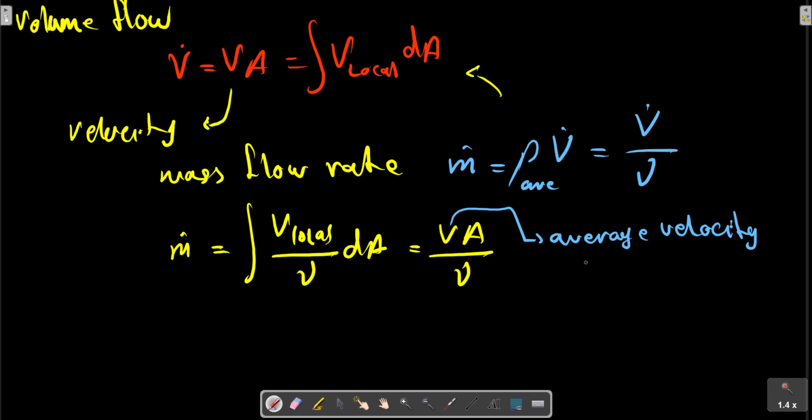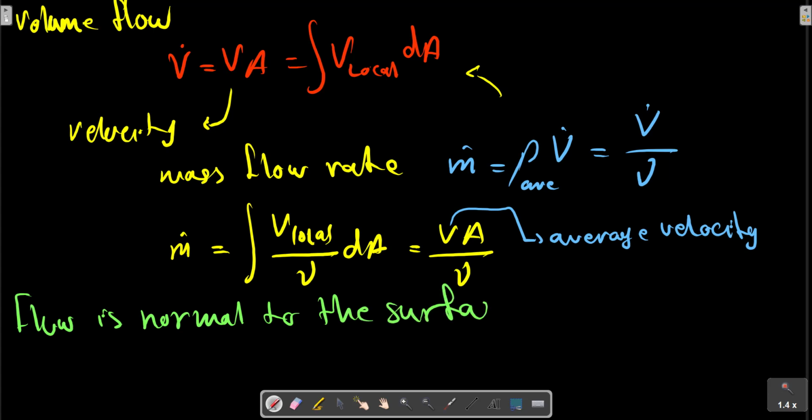It should be noted that this result has been developed for a stationary control surface, and we tacitly assume the flow was normal to the surface. This expression for the mass flow rate applies to any of the valid flow streams entering or leaving the control volume, subject to the assumptions mentioned.